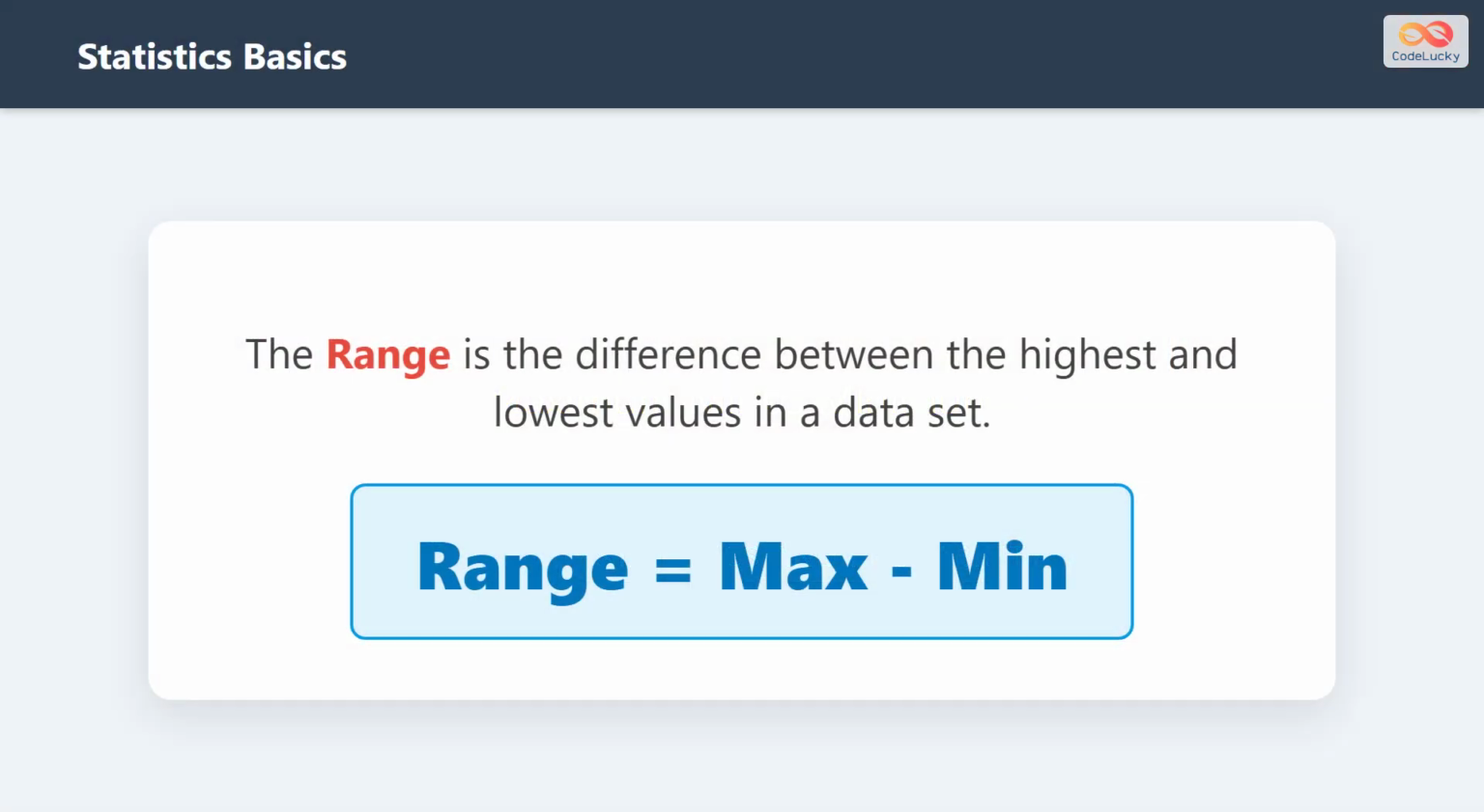Let's start with the definition. The range is simply the difference between the highest value and the lowest value in a dataset. It gives us a quick way to understand the spread of our numbers. The formula is very straightforward. Maximum minus minimum.